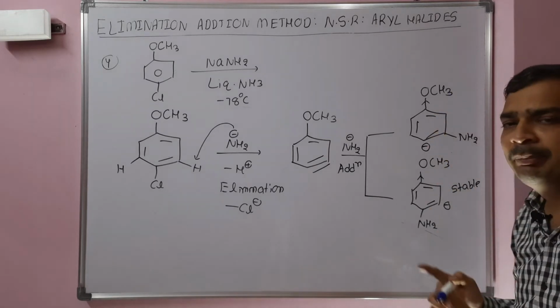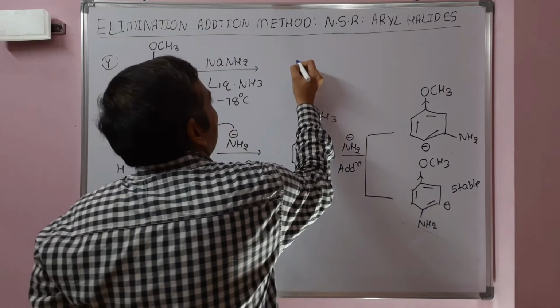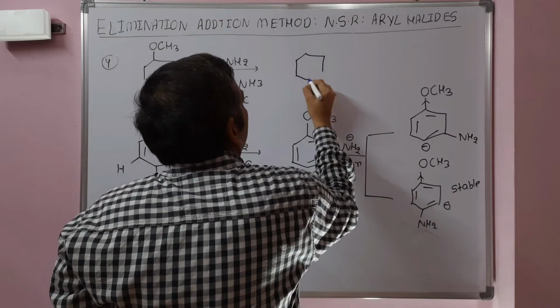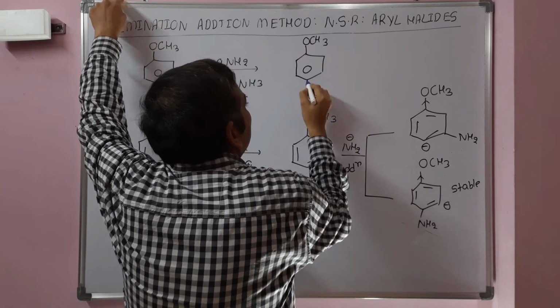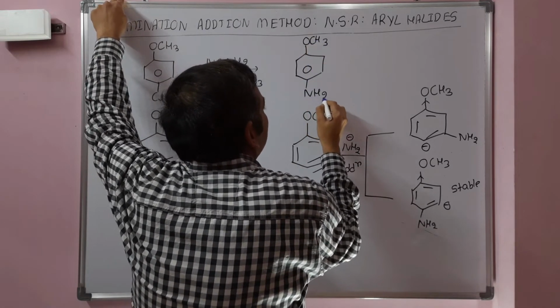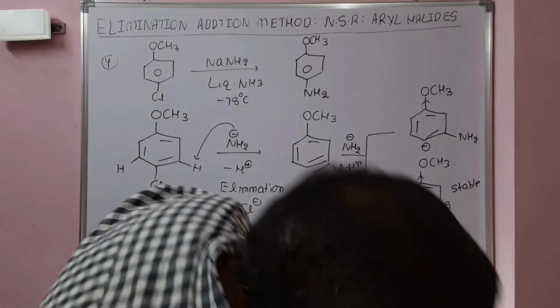As a result, the para isomer, 4-methoxyaniline, is the major product. I am writing only the major product. 4-methoxyaniline is the major product in this nucleophilic substitution reaction. It involves an elimination followed by addition mechanism.